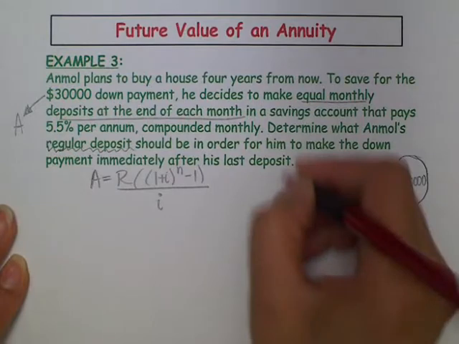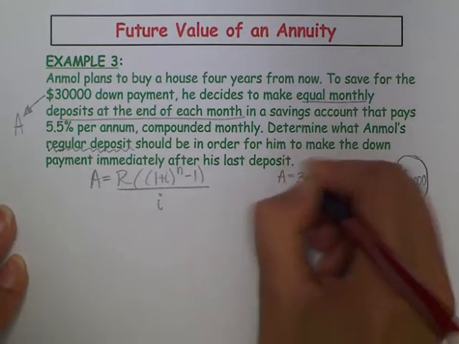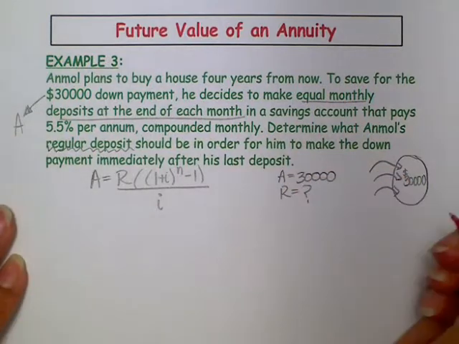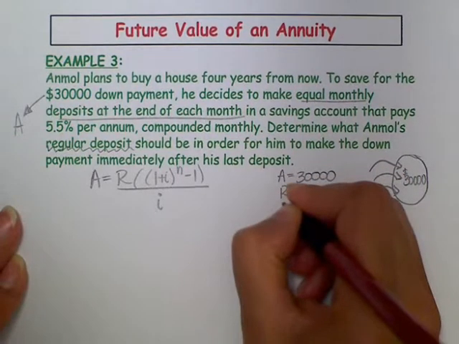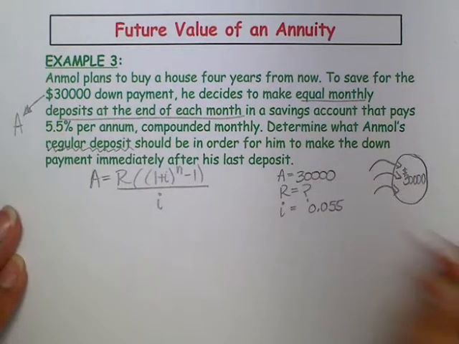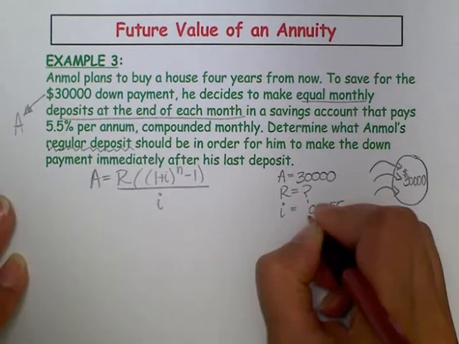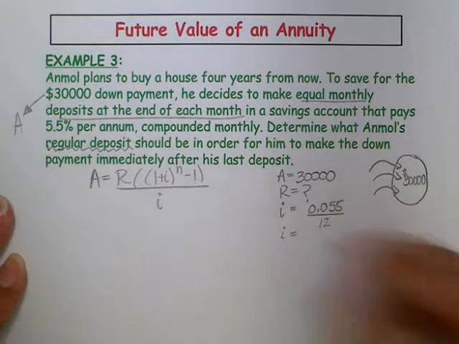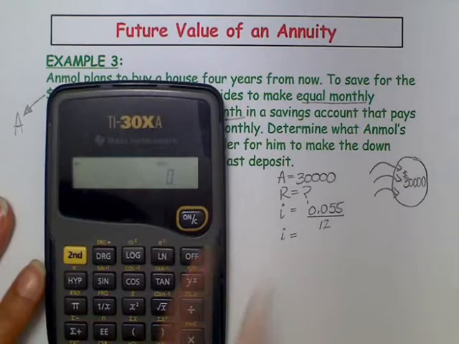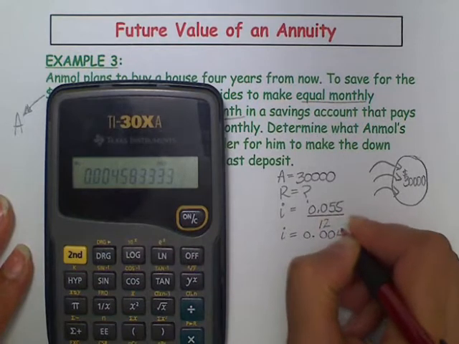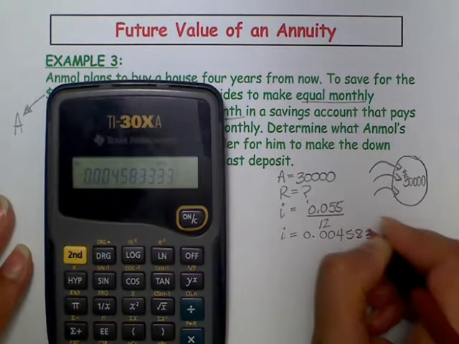So we know that A is equal to 30,000. We don't know what R is equal to. That's actually what we're solving for. We know I is equal to 0.055, so 5.5%. And it's compounded monthly, so I need to divide it by 12 to figure out the interest rate per compounding period. So 0.055 divided by 12. It's a bit of a messy number, 0.004583333, so that continues.